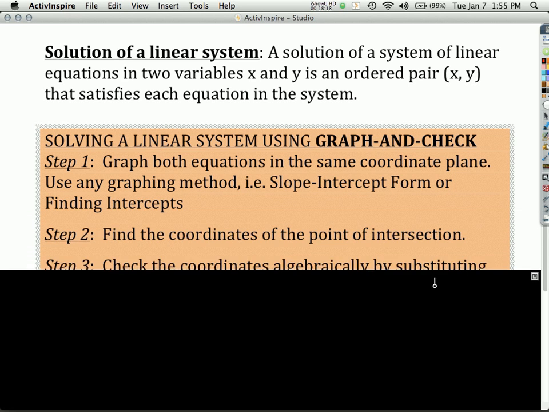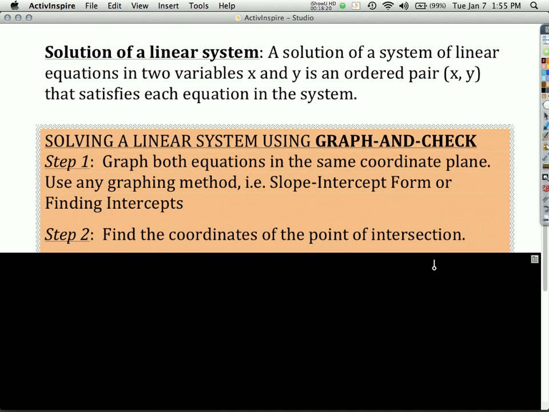Step 2. Here's the part that's going to be new for you. Find the point of intersection. The two lines that we're going to draw are going to cross at some point. The point where they cross is called the point of intersection. The coordinates of that one point is the solution to the system.